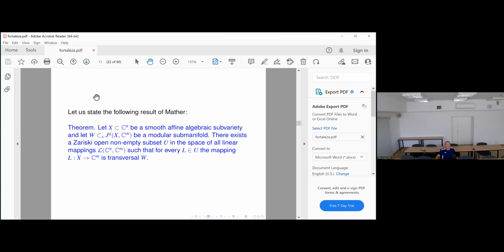And now we have the following result of Mather. Let X be a smooth affine algebraic subvariety and W be a modular submanifold. There exists a Zariski open non-empty subset U in the space of all linear mappings such that for every L which belongs to U, the mapping L is transversal to W. And now we would like to use this theorem to construct this Whitney-Thom counterpart of the theory in the algebraic case.